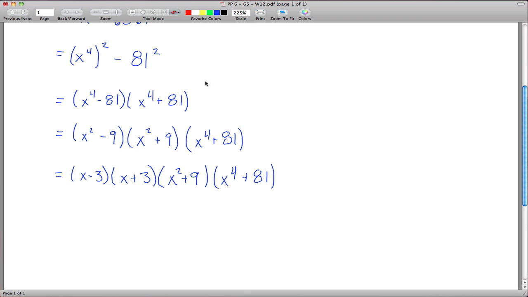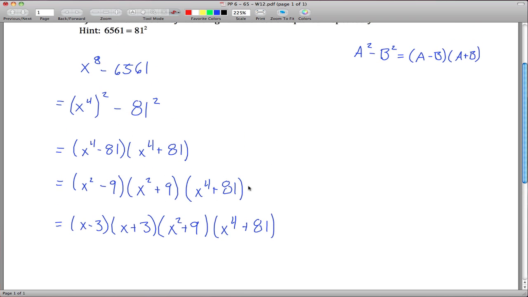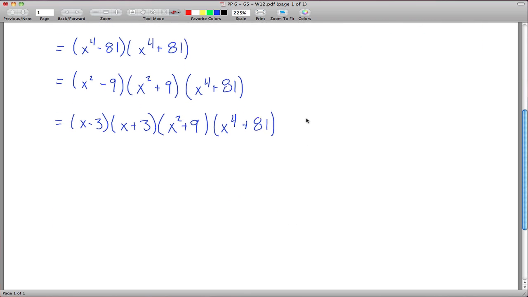And so this polynomial I had up here, x to the 8th minus 6561, factors down to this form right here. And all four of these are prime. There's nowhere further you can go with this. So therefore, that's the end of this perfect problem.